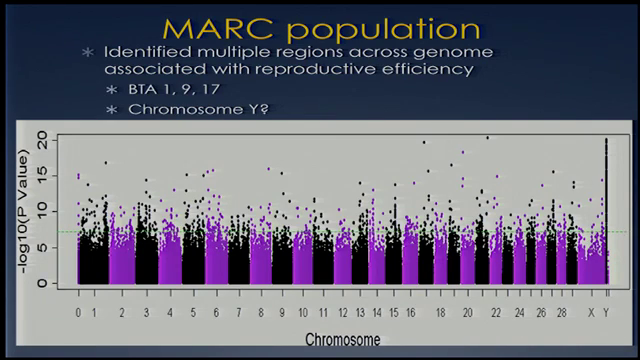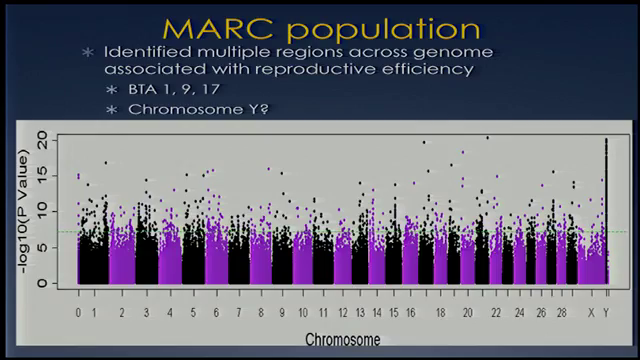Now, the next couple of graphs or plots that I'm going to present are going to look like this. We have the chromosomes along the bottom from 1 to 29, and then the sex chromosomes. And anything that's above the green dashed line here is a SNP that was shown to be significant.